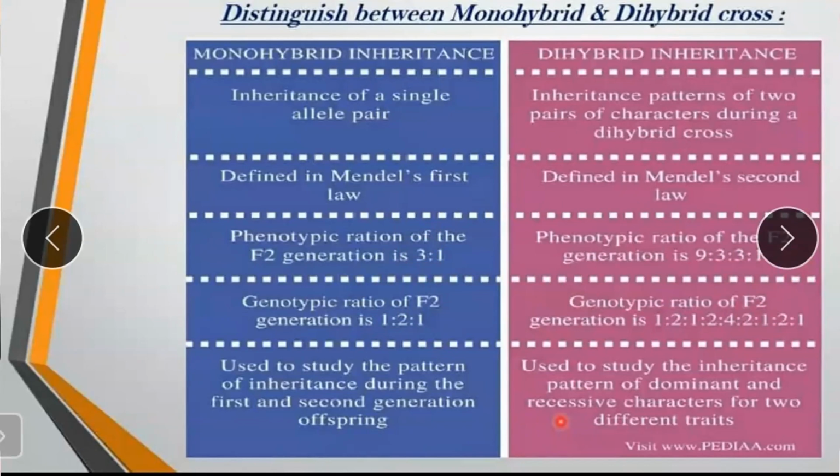Now, monohybrid inheritance, how is it used? It is used to study the pattern of inheritance during the first and the second generation offspring.